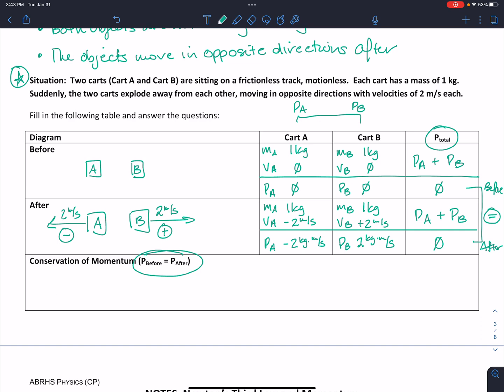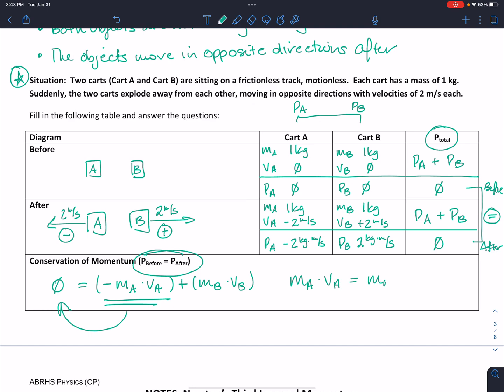We know that the momentum before was 0, and that was equal to the sum of the momentum of cart A and cart B after. For cart A, it was a negative mass of A times velocity of A, and then we added to that a positive mass of B times velocity of B. If we move this to the other side of the equal sign, it will become positive, and we get our recoil formula, which is the mass of object A times its velocity has to be equal to the mass of object B times its velocity.